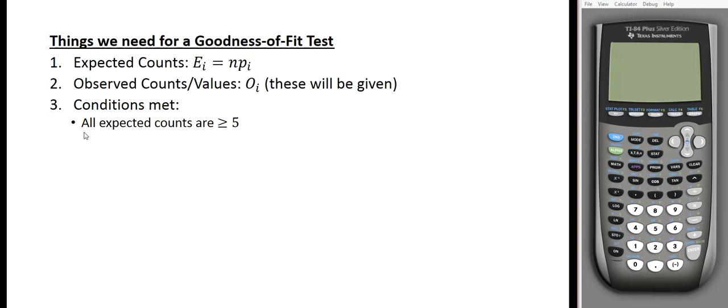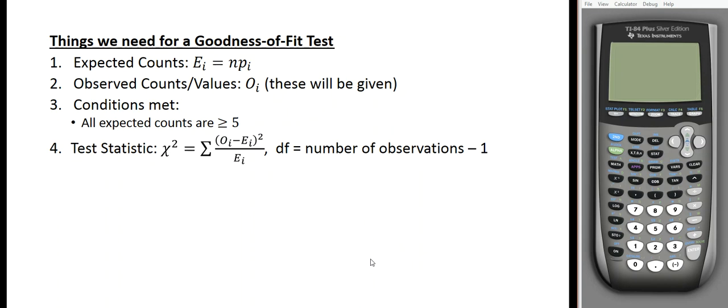In order to do that, remember that for means, we looked at our sample size being greater than or equal to 30. For our proportions, we checked that n times p times 1 minus p was greater than or equal to 10. So for our chi-squared test, we just want to make sure that all expected counts are greater than or equal to 5. It's the only thing we have to test and make sure that the condition is met for this one.